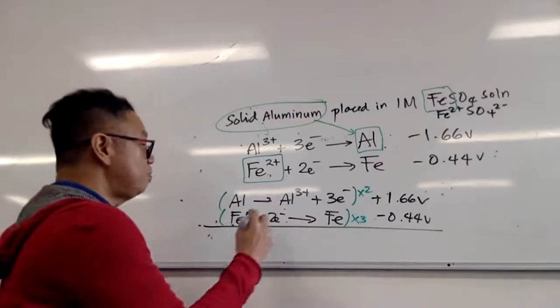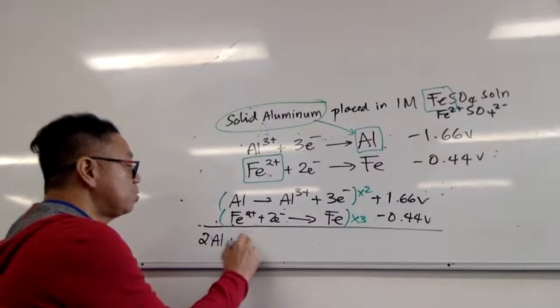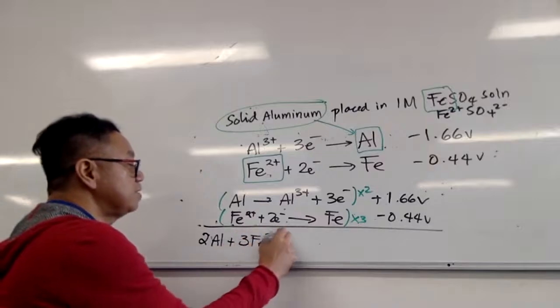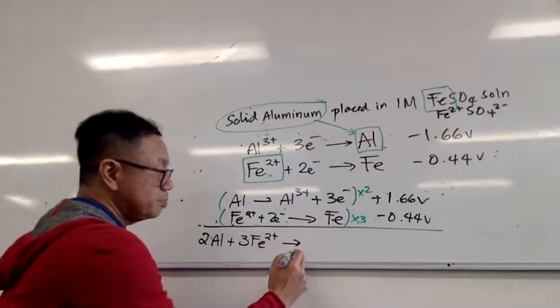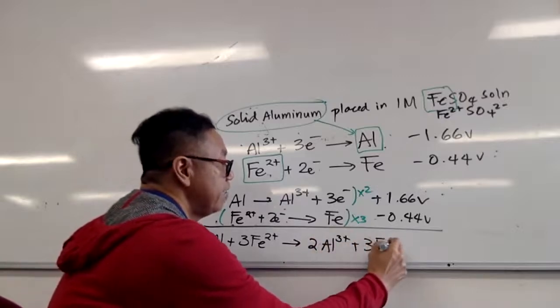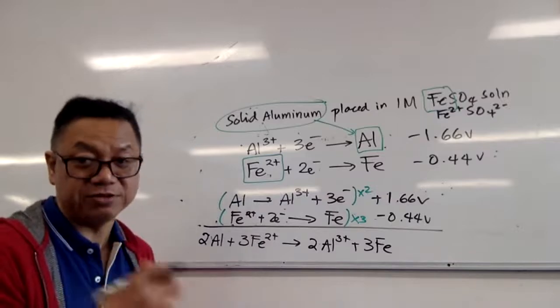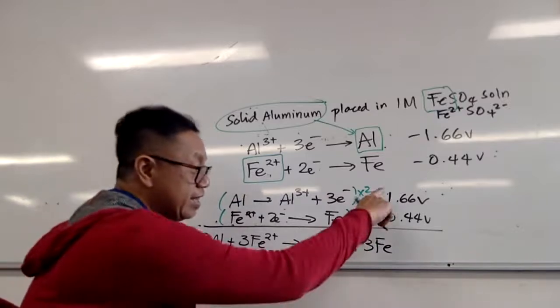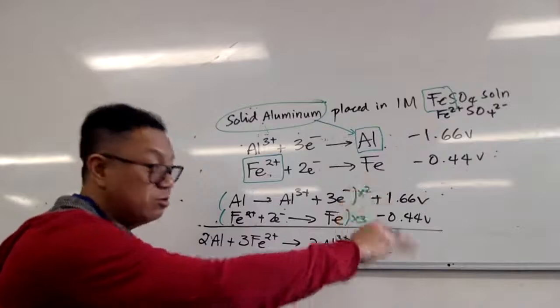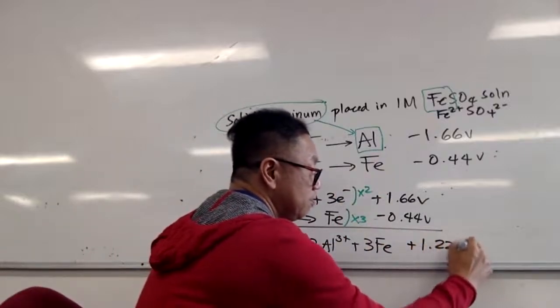So this will be 2 aluminum plus 3 Fe2+ will give me 2 Al3+ plus 3 Fe. The electrons are canceled. There are 6 electrons now, so n equals 6. And then this one, you don't multiply with anything. You just add them. So this is going to be positive 1.22 volts.